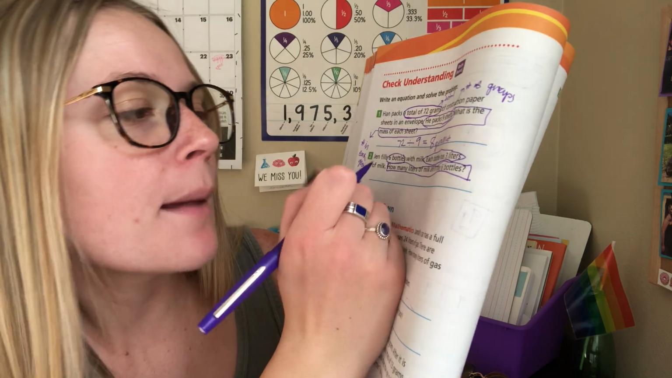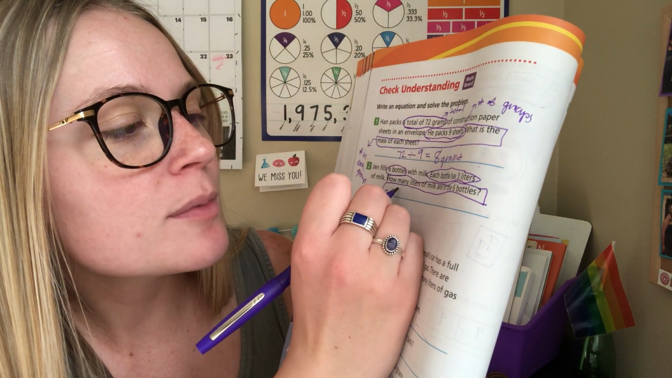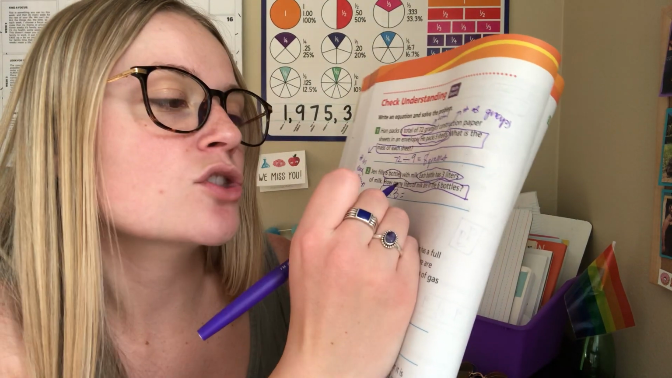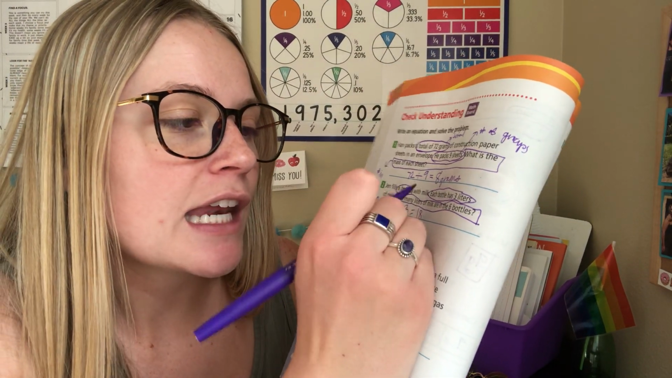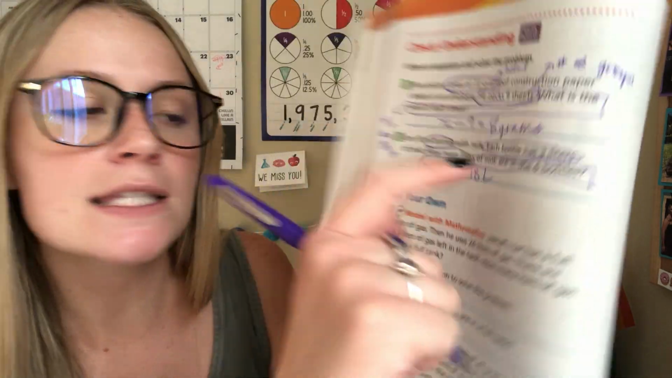Multiplication. So I'm going to multiply my number of groups, 6, times the number in each group, 3 liters, equals, we know our math facts, 6 times 3 is 18 liters of milk altogether. Remember your units.